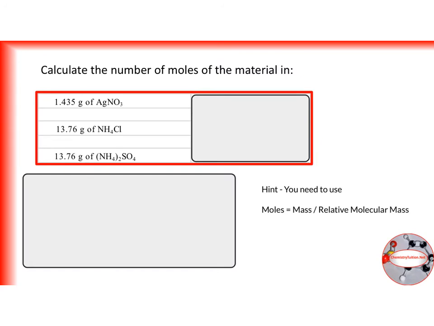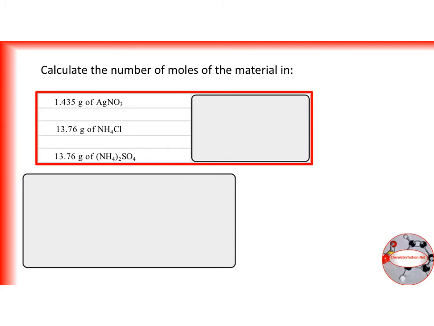So here is your hint. If you need to find the number of moles, you need to use the equation of mass, which you've been given, divided by the relative molecular mass. So hopefully you've got a bit more of an idea of what to do. So pause now, and the answers are coming up.